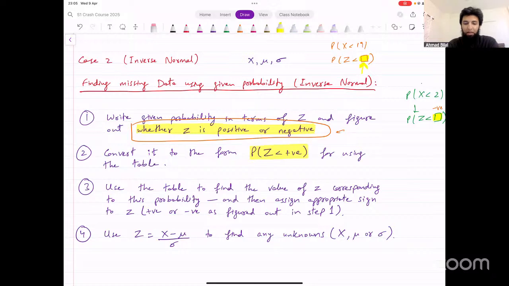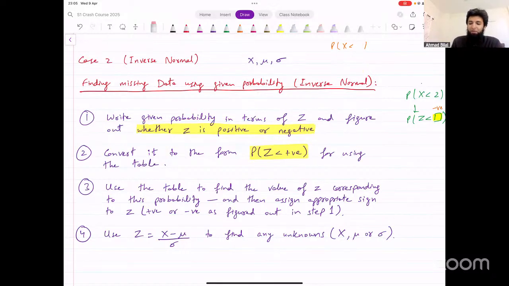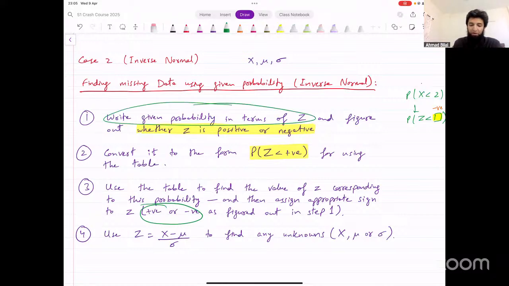Okay. Once you figure that out, then you convert it to the standard form. If it's positive and it's already less than sign, then that works. You can go to the table and find that z value. If it's not that form, you have to convert it to this form first of all, then you use the table to find the z value. And then you put the relevant sign with that, positive or negative, depending on what you found in the first step, whether that's positive or negative.